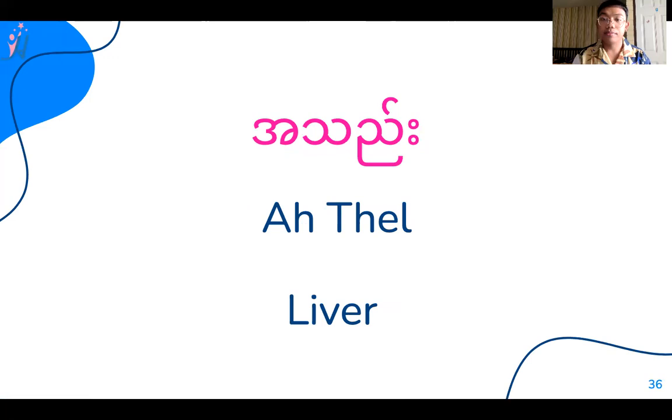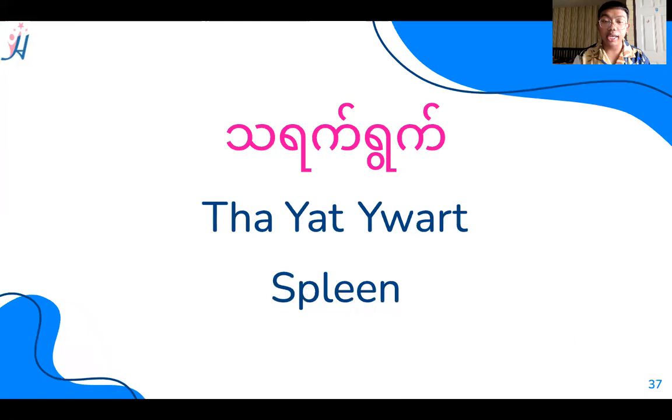And liver, ate. Liver is ate. Okay, next one, spleen, teyeyue. So why do we call it teyeyue? Many people told me that the spleen inside our body looks like a leaf, a mango leaf. That's why it's teyeyue. So basically teye means mango, like teye tea, right?